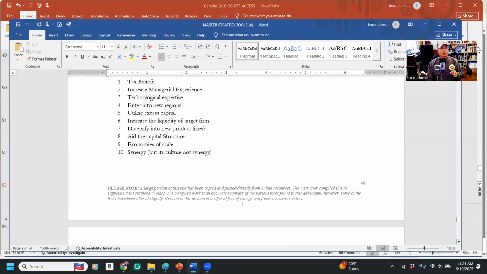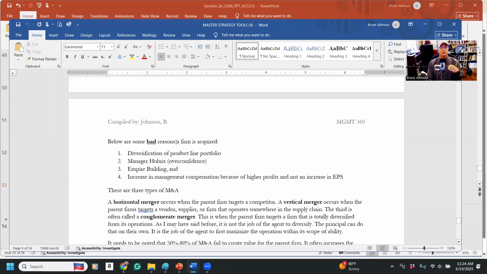Okay, in the merger and acquisition, here are some bad reasons firms get acquired. Diversification into product line portfolio. Okay, fully diversified. Then another one is management hubris. So here's the question for you.